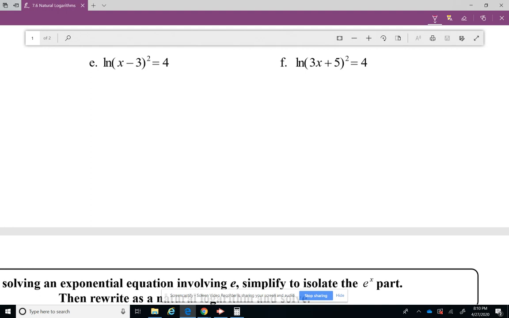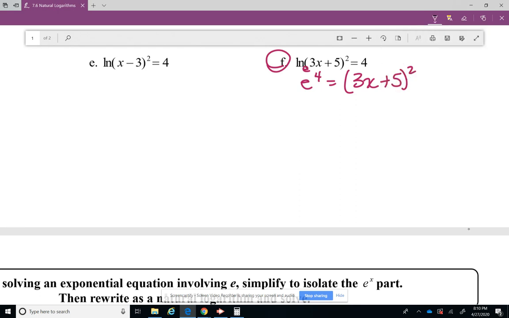All right, so we're on letter F right here at the bottom. We have the natural log of (3x plus 5) squared equals 4. All right, we're ready to bring the e into the picture. So e to the fourth equals (3x plus 5) squared.